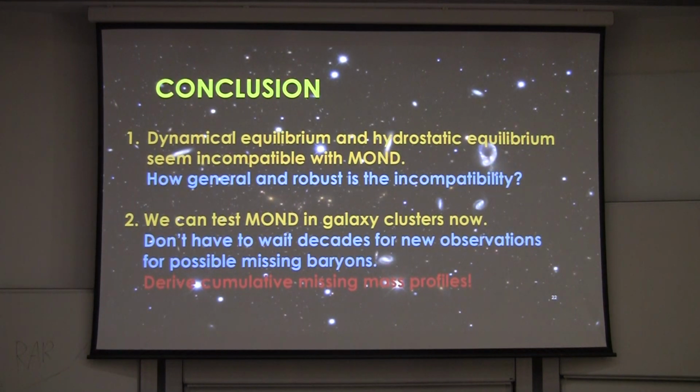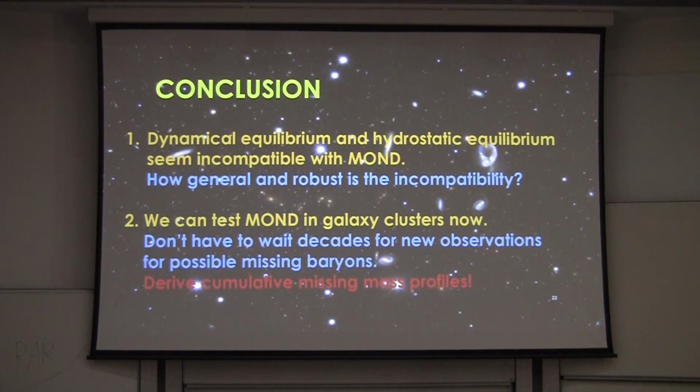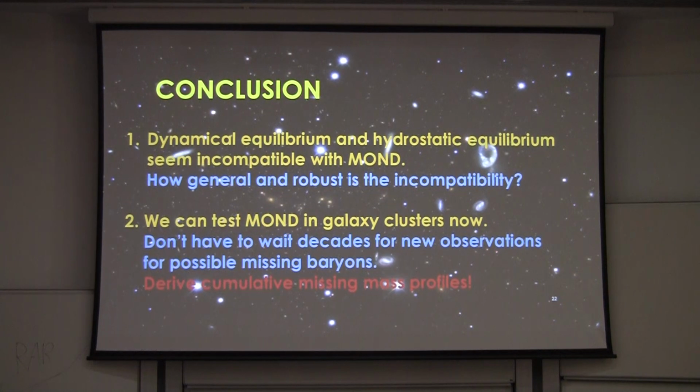That brings me to the second conclusion. I think we can do clusters now. When we say missing mass problem in galaxy clusters, it sounds like we have to wait for decades for new observations to detect all the missing mass before we can robustly test MOND. This is trying to tell us, no, we can test it now. By plotting the cumulative missing mass profiles, at least we can do an early test. So we can do it now.